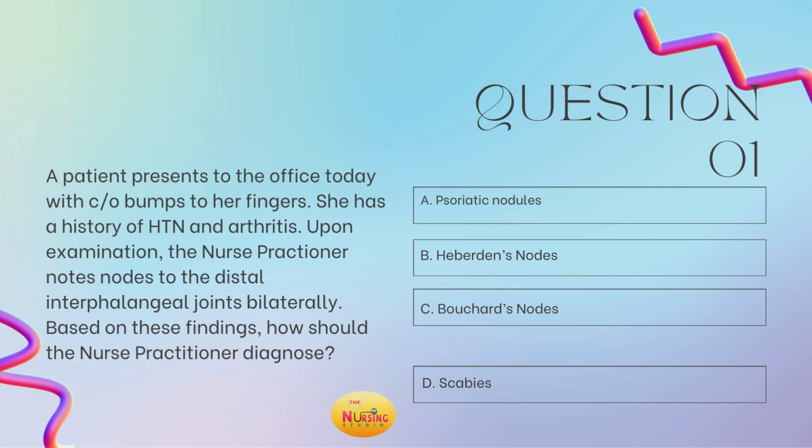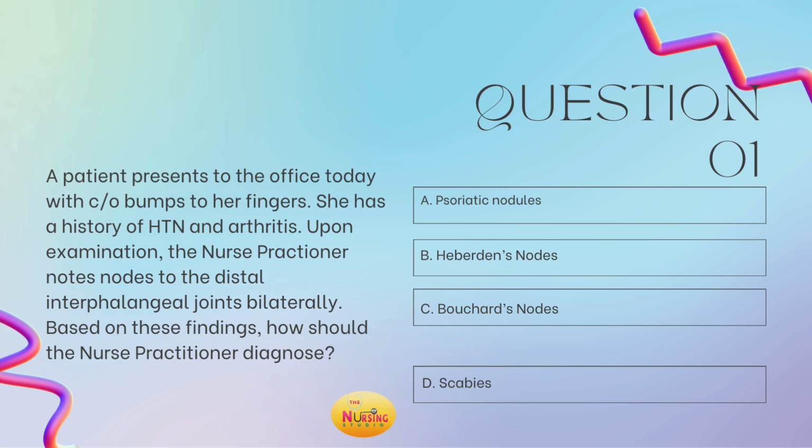All right, so I always recommend reading the stem of the question first as it allows you to slow down to ensure you're answering what is really being asked of you, okay? So here the stem of the question states, based on these findings, how should the nurse practitioner diagnose? I always say if it's asking for a diagnosis, you need to run it back and look at the assessment findings. So here this patient came into the office complaining of bumps to her fingers. She has a history of hypertension and arthritis, and on exam, the nurse practitioner notes nodes to the distal interphalangeal joints bilaterally.